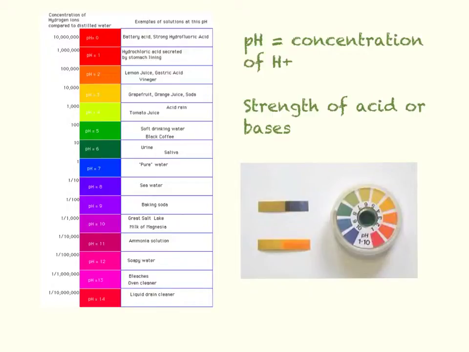How can we test whether something is an acid or a base? We use an indicator. Indicates whether it is an acid or a base. So the two indicators we've used in class that you need to remember is litmus paper. Now litmus paper turns red in an acid and blue in a base. And universal indicator, and the benefit of universal indicator is it will tell you how strong the acid or base is, whereas litmus will just tell you if it's an acid or a base.